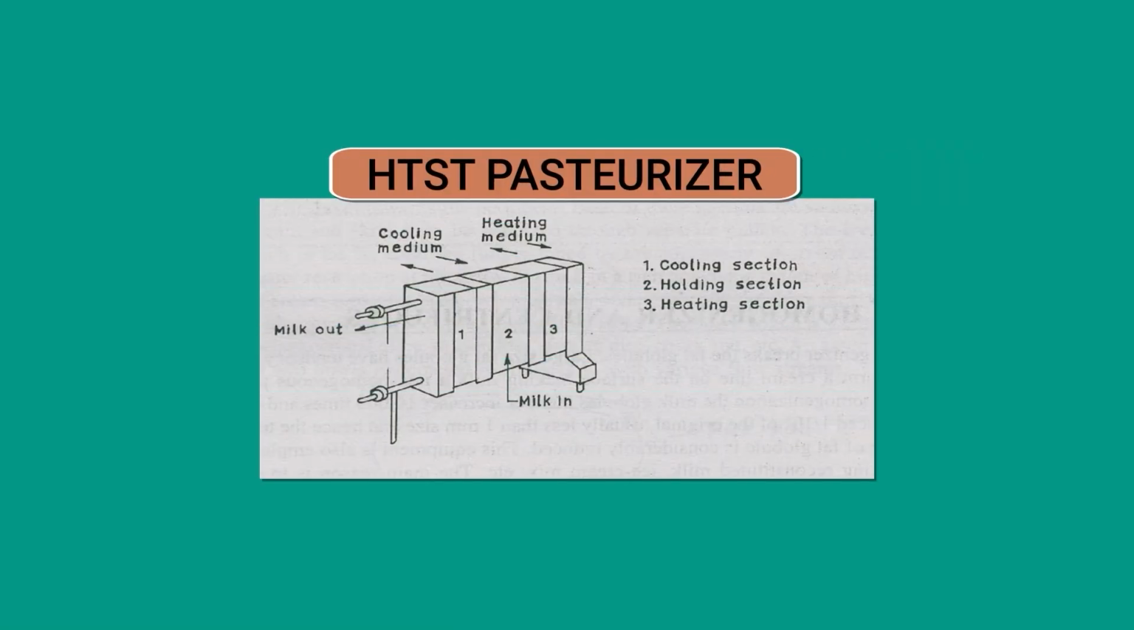You can see the milk is going inside. It will go to the heating media, then to the cooling media and then it will come out. And then we also have a holding section where the milk is held for 15 seconds. So, it is a continuous pasteurizer, which we call an HTST pasteurizer. This is how the plate heat exchanger looks in a factory.